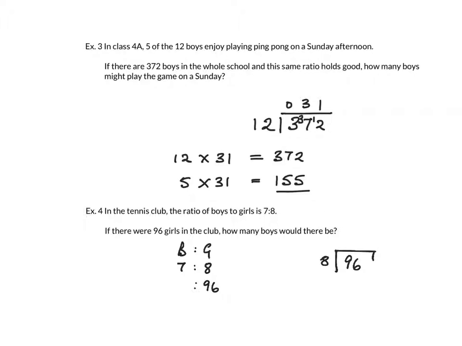8 divides into 9 once, 1 is left over. 8 divides into 16 2 times. So the multiplier is 12. I multiply 8 by 12 to get 96, and so I must do the same on the other side. 7 times 12. 7 2s are 14, put down 4, carry 1. 7 1s are 7, and 1 is 8. There would be 84 boys in the club if there were 96 girls.